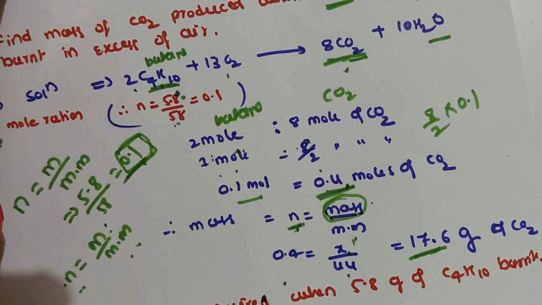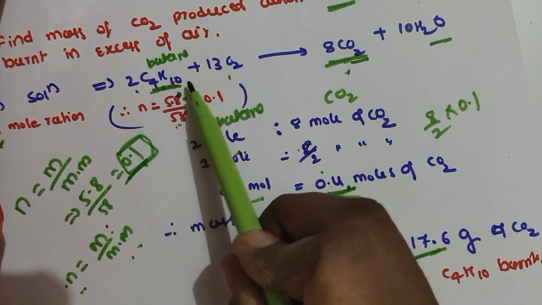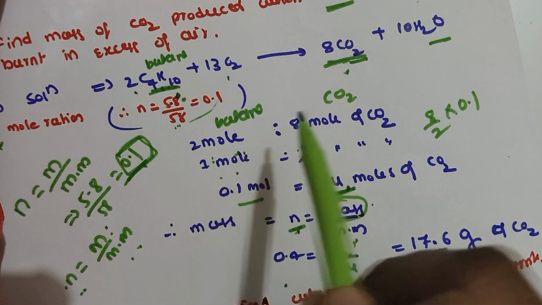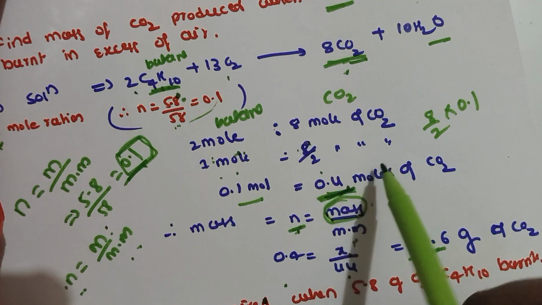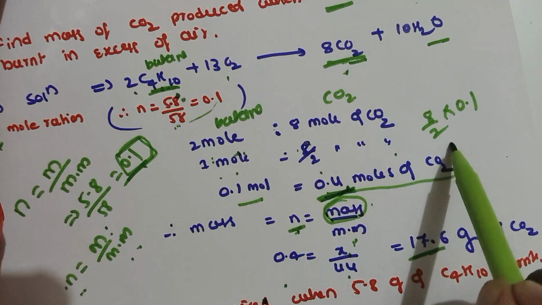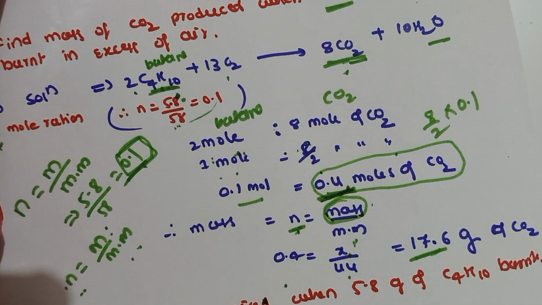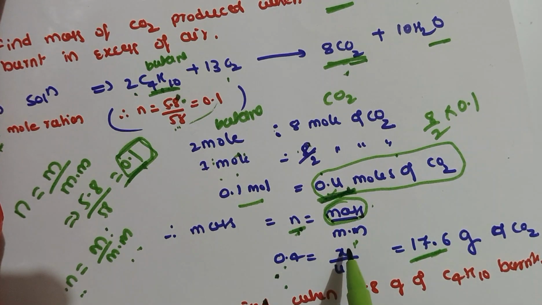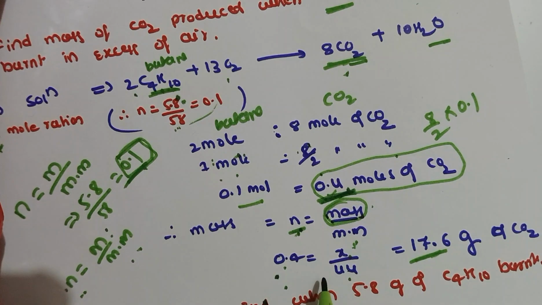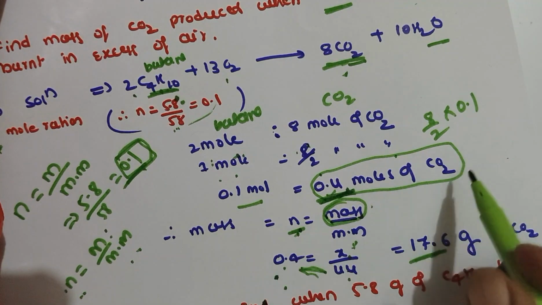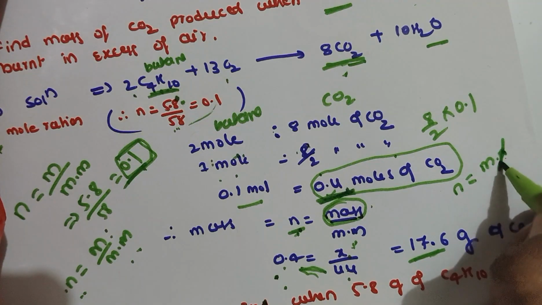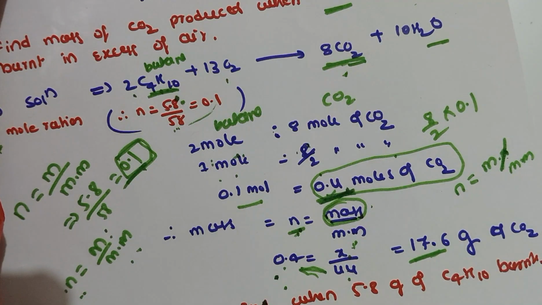Is this clear to everyone? First we have to calculate the moles of butane. After that, compare and calculate the exact moles of CO2. On calculating moles of CO2, we easily calculate the mass of CO2. The number of moles of CO2 is 0.4. Therefore, 0.4 equals x divided by 44, so x equals 44 into 0.4. Why? Because we already know that number of moles equals mass divided by molecular mass. Is this clear to everyone?